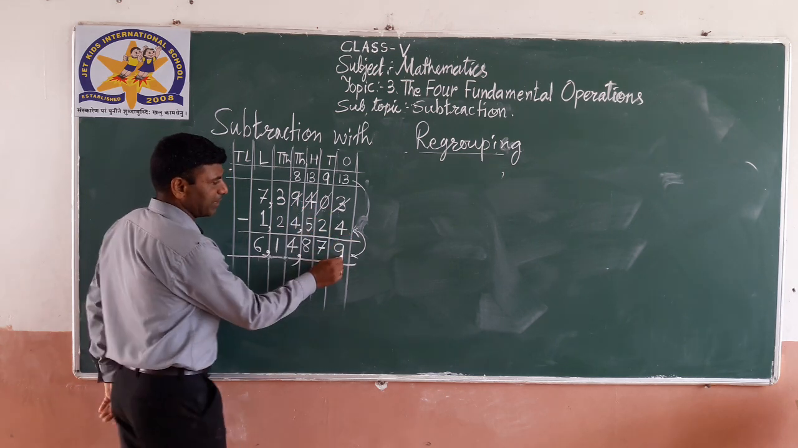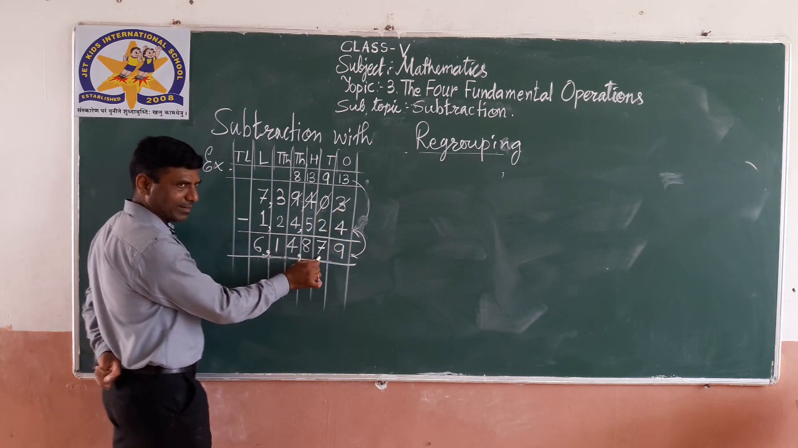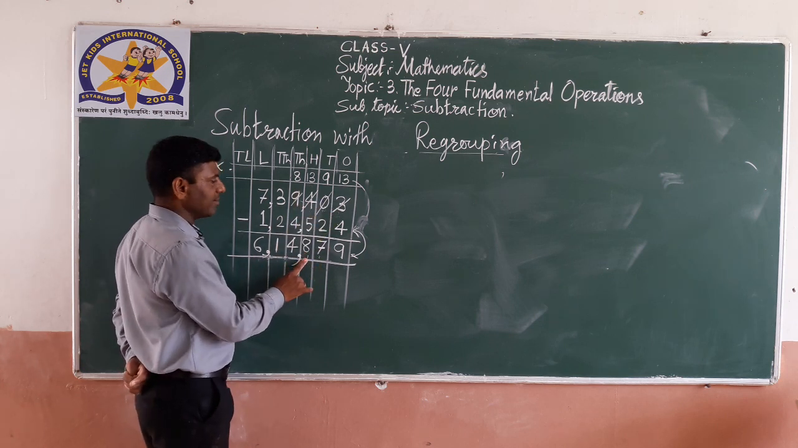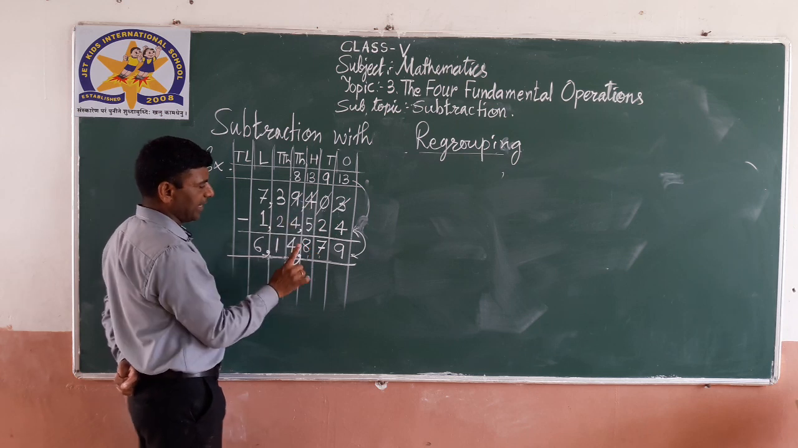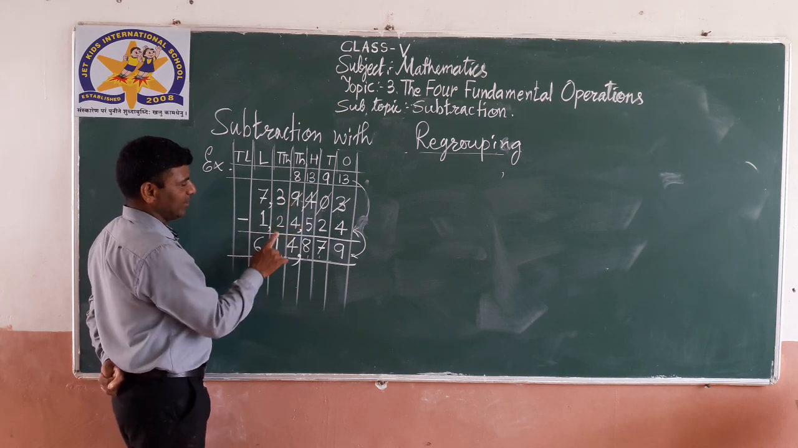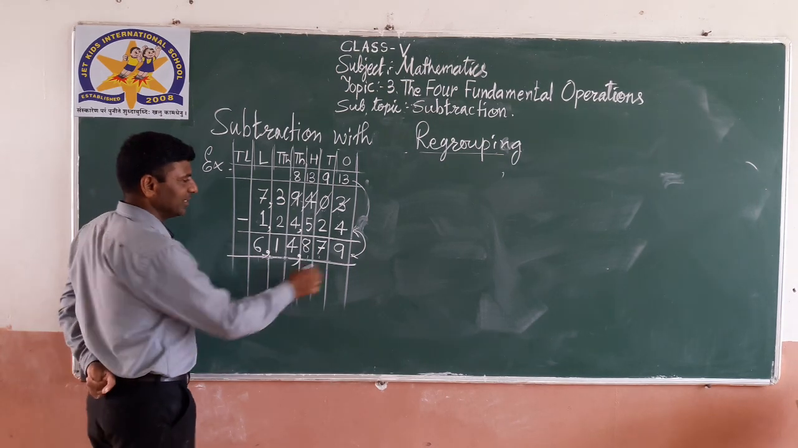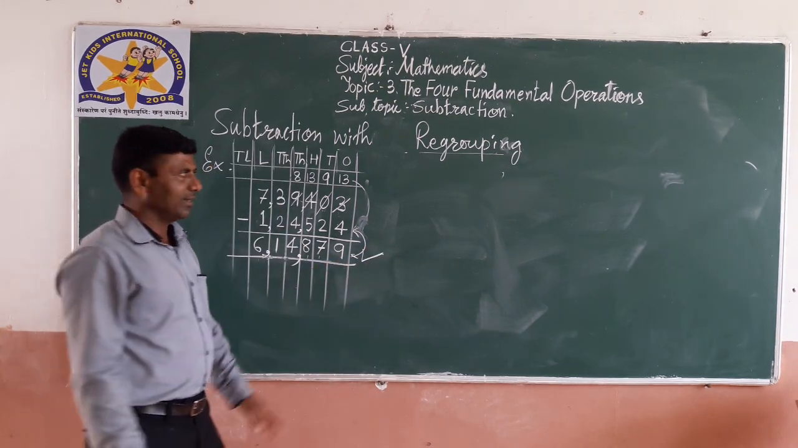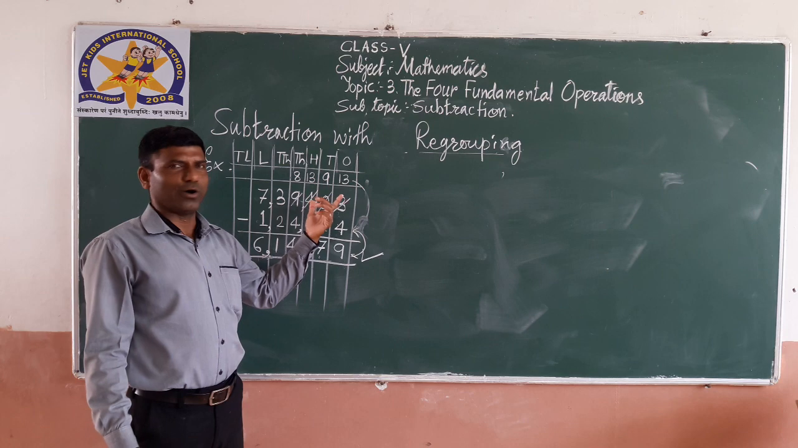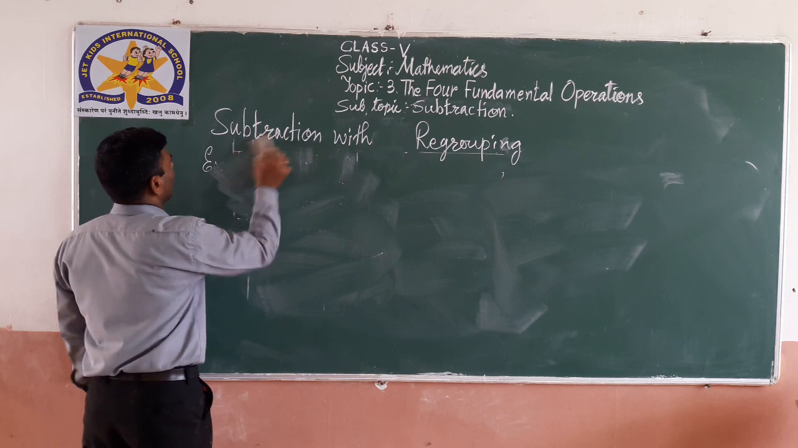Let's check. 9 plus 4, 13. 3 carry 1. 7 plus 1, 8. 8 plus 2, 10. 0 carry 1. 8 plus 1, 9. 9 plus 5, 14. 4 carry 1. 4 plus 4, 8. 8 plus 1, 9. Then 2 plus 1, 3. 6 plus 1, 7. Understand? Right? So the answer is right. Got it? Now you understand subtraction with regrouping, how to borrow. Now let's see the properties of subtraction.